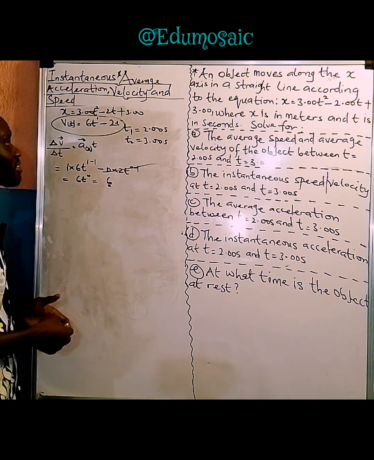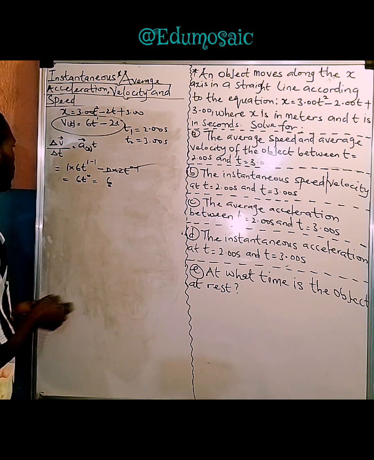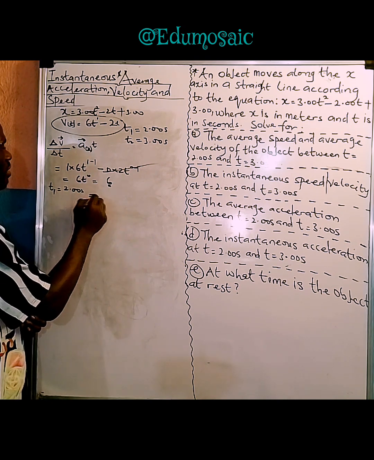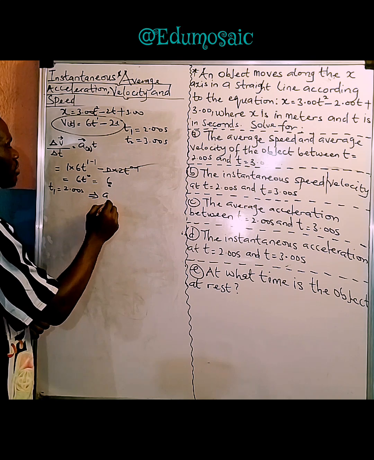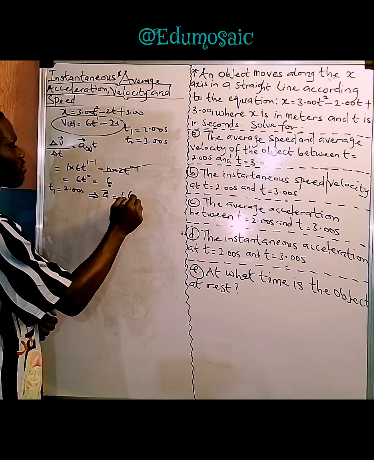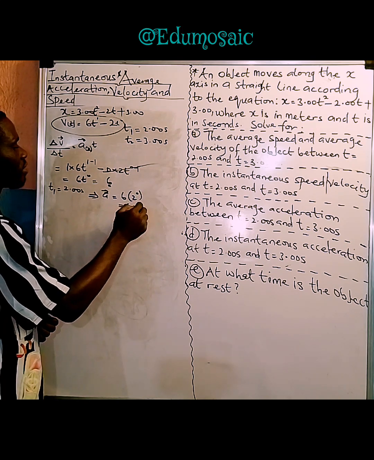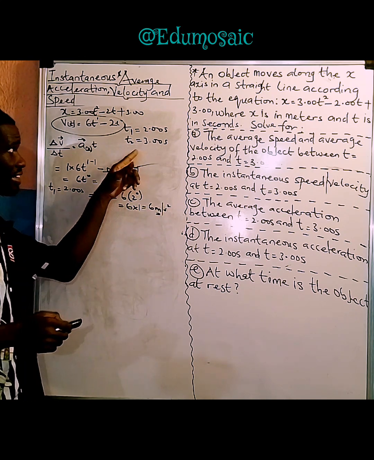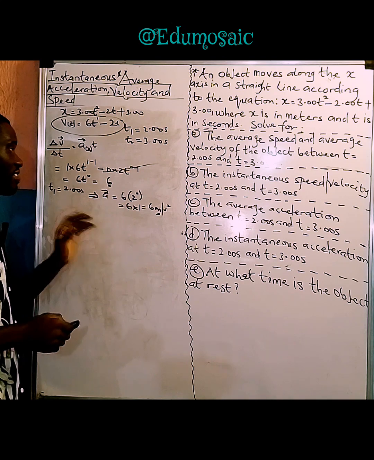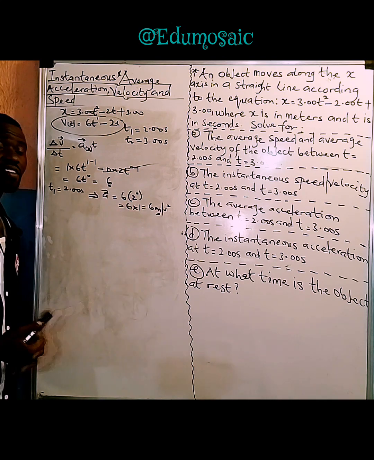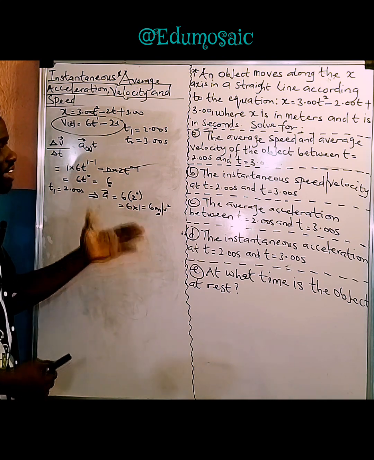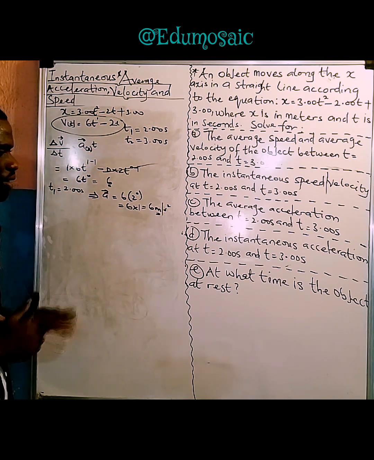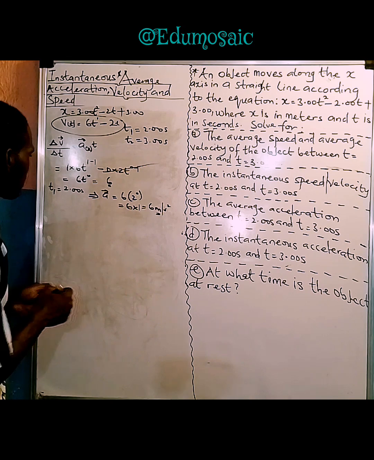So our instantaneous acceleration at the first time, which is 2 seconds, if you fix it in, would be 6 times 2 raised to 0, which is 6 times 1, 6 meters per second squared. And if you fix in the other time, 3 seconds, it's going to be 6 times 3 raised to 0, which is 6 meters per second squared. So instantaneous acceleration for both times is 6 meters per second squared. As easy as that. So quickly, let's look at the last question.